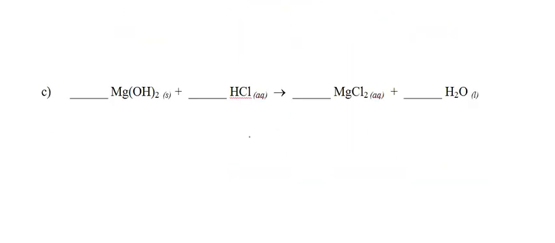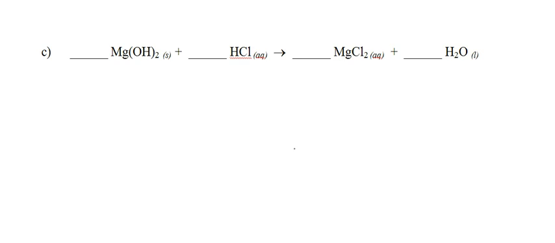All right, letter C. Actually, I hope you remember what kind of reaction we have here. Think about what type of reaction we have. We have magnesium hydroxide plus hydrochloric acid forms magnesium chloride and water.